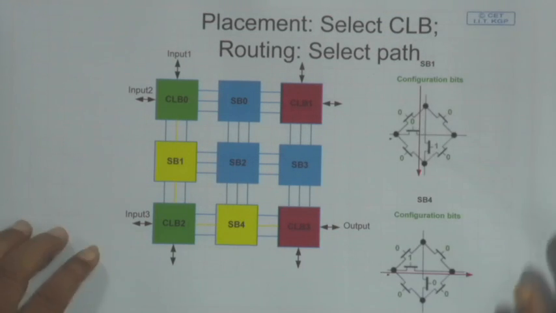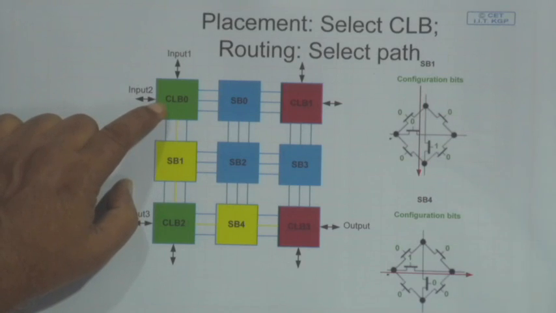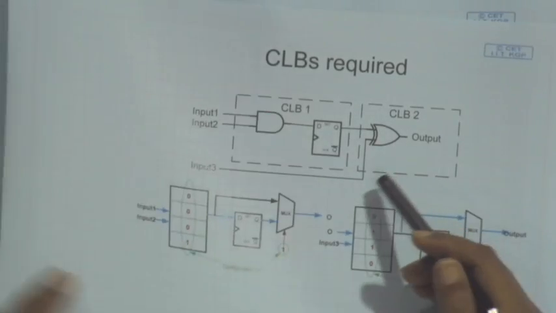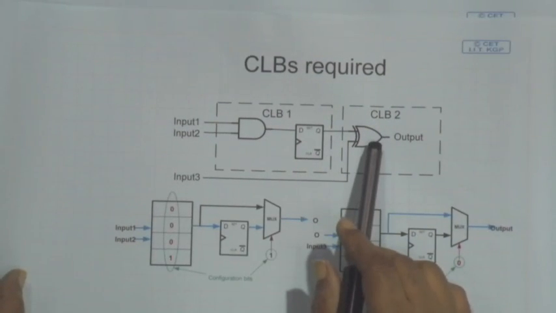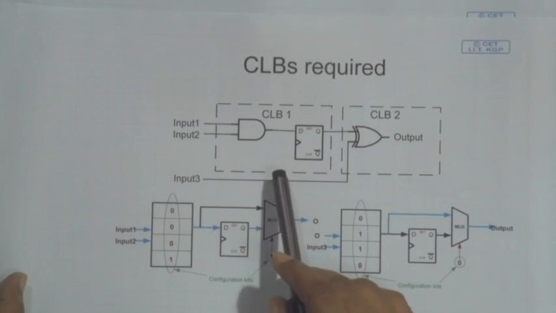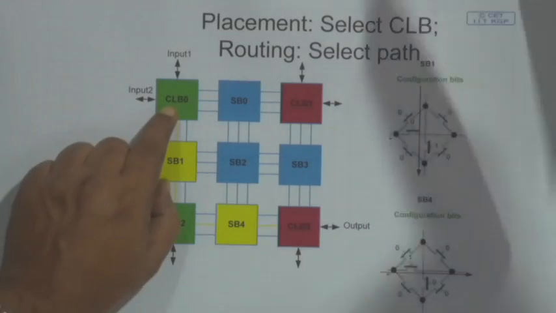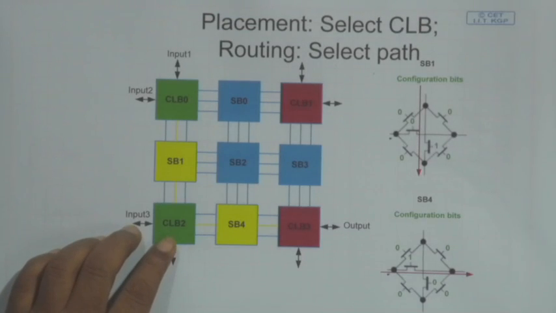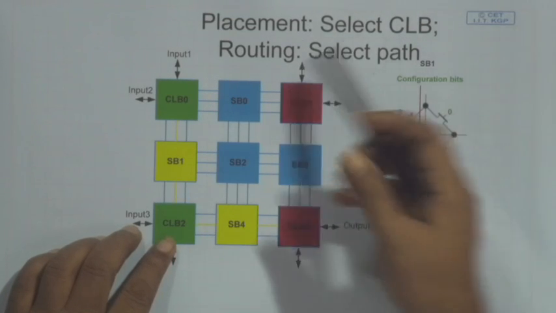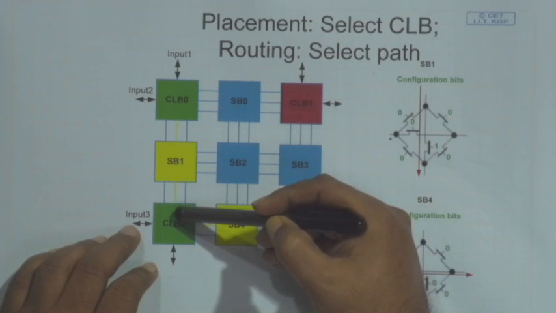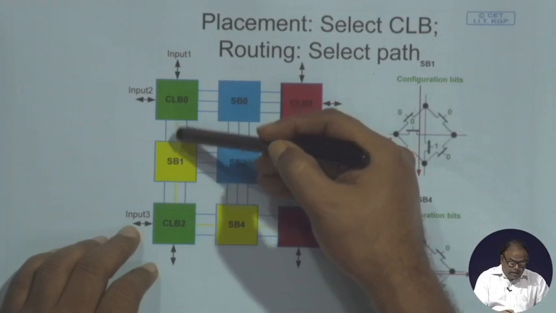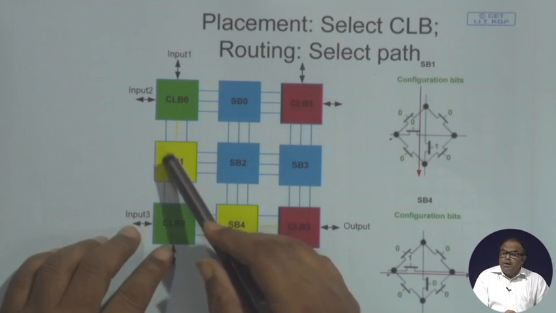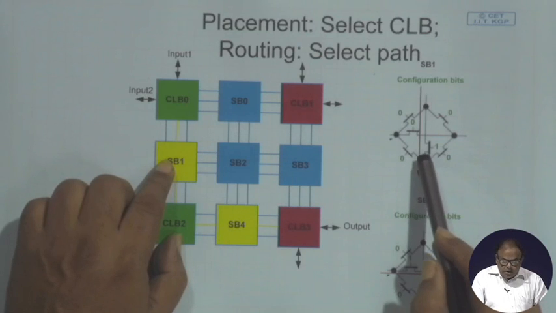But just for the sake of example, if I decide that there are two functions, two CLBs we decided to work with, and this was one and this was another, I decide that this one will go to CLB 0 and the other one, this one, will come to CLB 2. Then I have to establish an interconnection between them. Okay. Now, how do I establish an interconnection between them? That will be through this switch box 1, and let us have a quick look at the switch box 1.